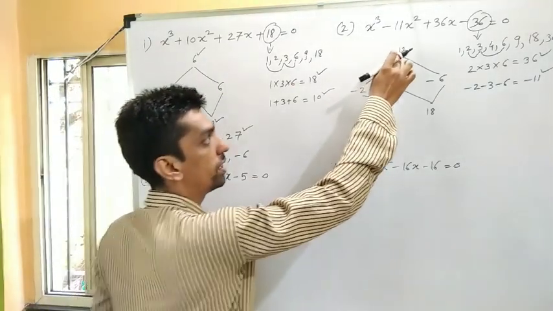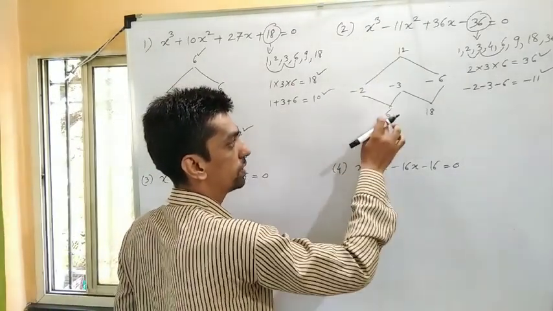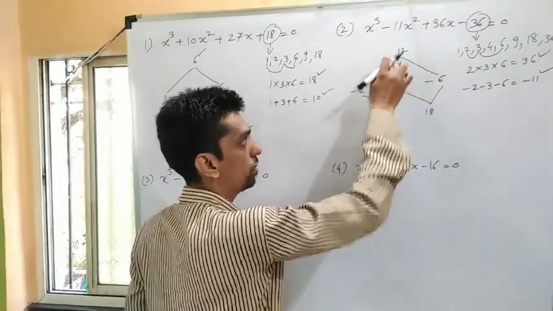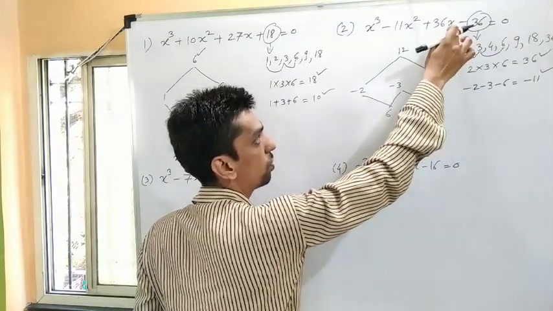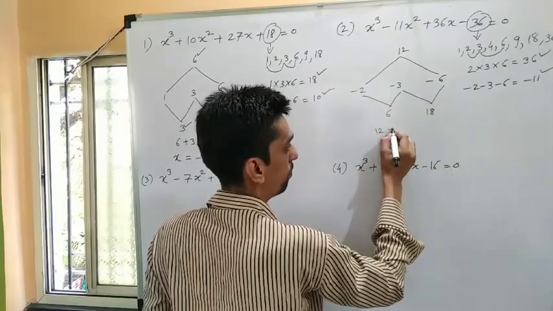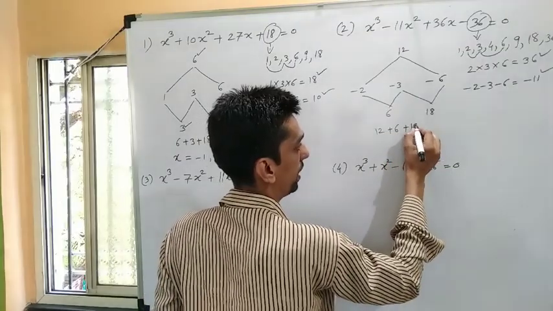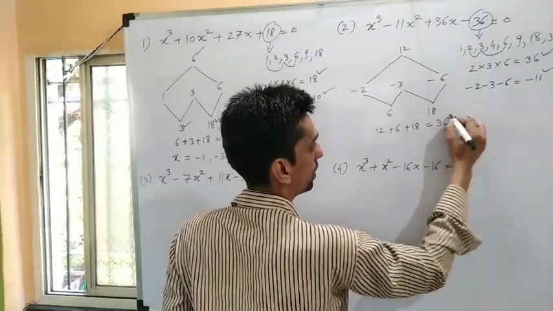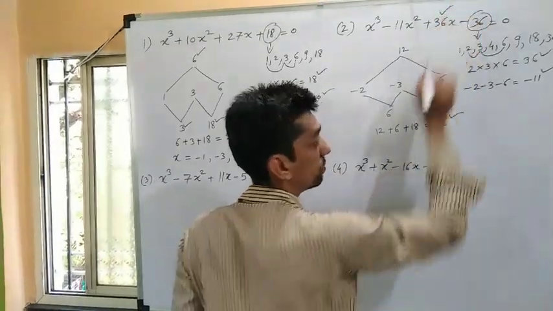And add all these 3 numbers, 12 plus 6 plus 18. So its addition must be the coefficient of x, that is plus 36. So that we are getting here, 12 plus 6 plus 18 is equal to 36. So this is also satisfied.